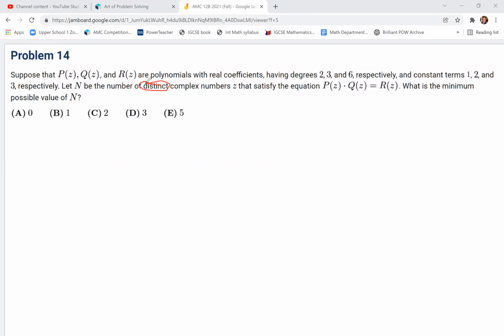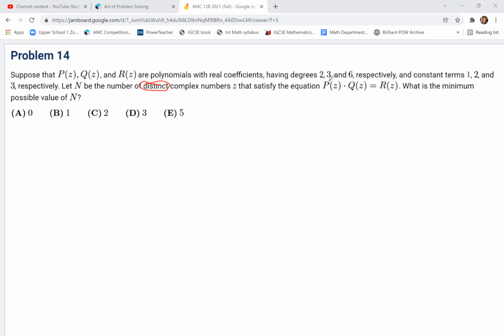So the first thing we'd want to ask ourselves is, well, is 0 possible? Well, the answer is no, because you can't have a real polynomial with 0 roots. It's just not possible, right? And especially because we're multiplying.